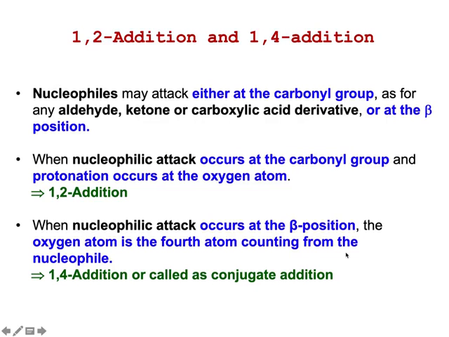Conjugate addition, 1,2 addition or 1,4 addition. Nucleophile attacks either at the carbonyl group, aldehyde, ketone or carboxylic acid derivative, or at the beta position. Nucleophilic attack occurs at the carbonyl group, protonation occurs at the oxygen atom, we call this 1,2 addition. This one, nucleophilic attack at the beta position. The oxygen atom is the fourth atom counting from the nucleophile, so we call it 1,4 addition or conjugate addition.